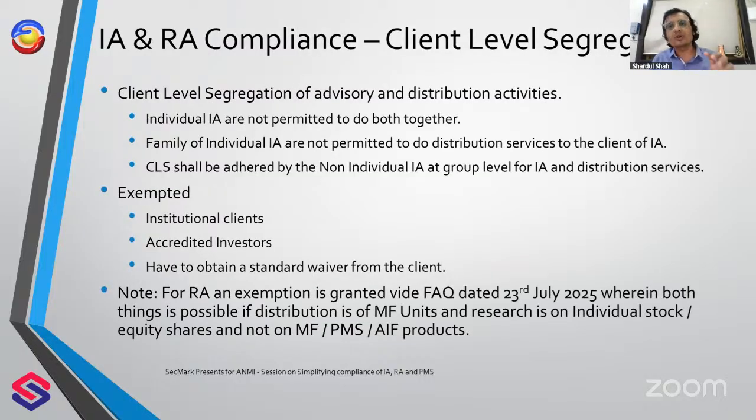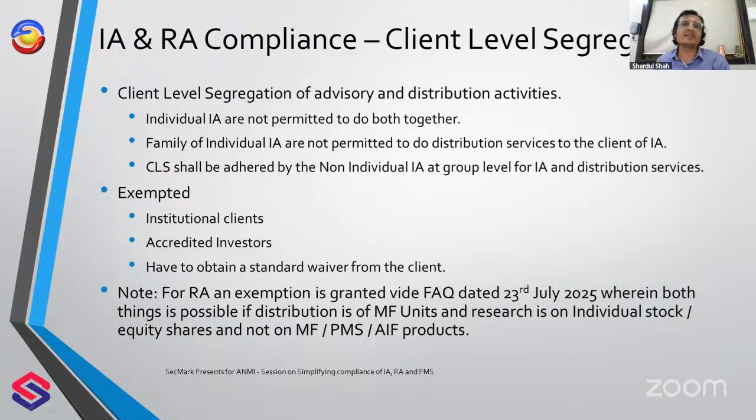Client level segregation. This is one of the critical things that the IA and RA should adhere to. Most things are common for both licenses, that is the IA and RA. Only one difference I may mention in the form of a note. With regard to the IA, individual IAs are not permitted to do both together. Family of individual IAs are not permitted to do distribution services for the clients of an investment advisor, and client level segregation shall be adhered to by non-individual IAs at group level for investment advisory and distribution both services.